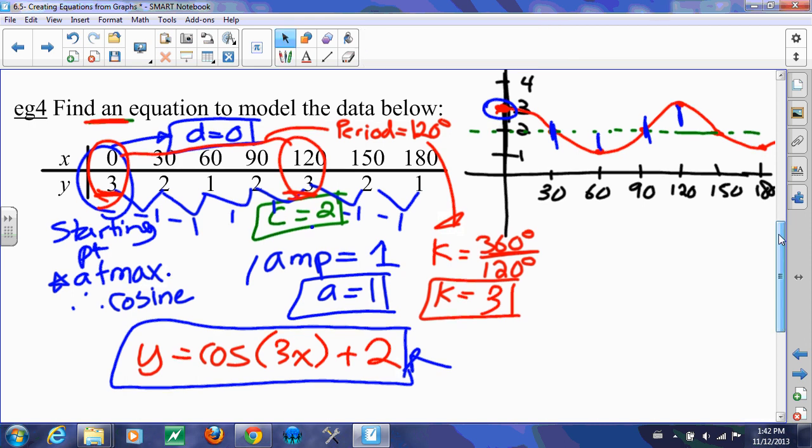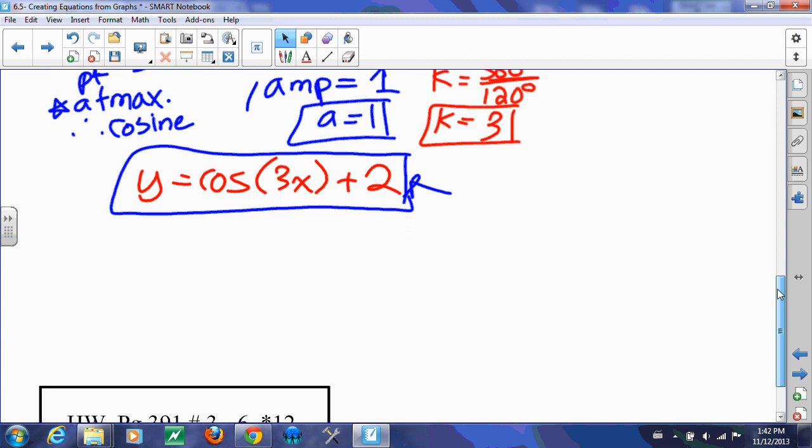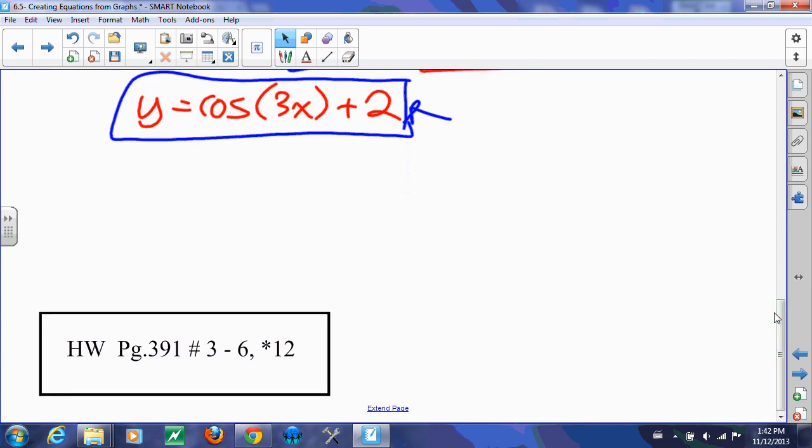All right, there's a good go at, ladies and gentlemen, having a function and coming up with the equation. Most of the examples are in a graph, but that last example was a table of values. Taking a look at your homework here, guys, page 391, numbers 3 to 6 and 12.